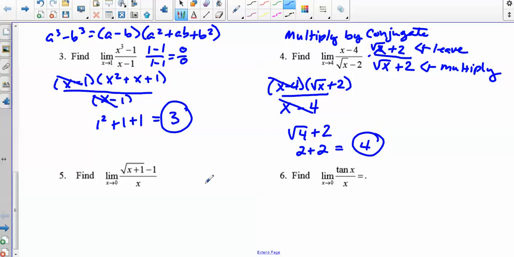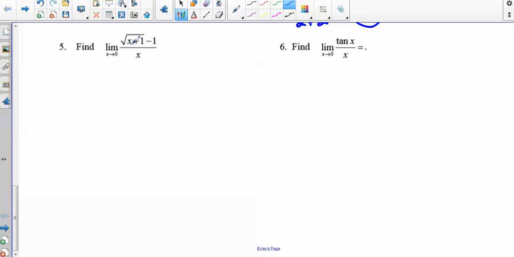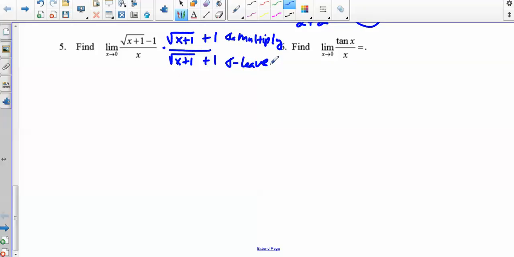We're going to use the multiply by a conjugate strategy again in problem 5. This time our a minus b is square root of x plus 1 minus 1. So I'm going to multiply by its conjugate, square root of x plus 1 plus 1. Do that in the numerator and denominator. The pair that are actually conjugates you multiply. So I'm going to multiply the numerator this time. And then the other pair, we're going to leave them factored to see what cancels out.